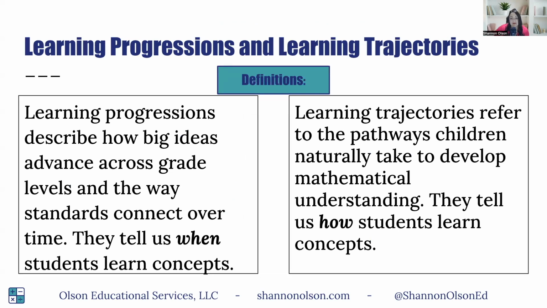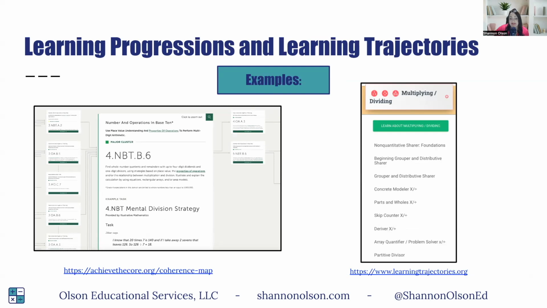Just a couple of ways to summarize how I'm defining progressions and trajectories. So I view learning progressions as describing how big ideas advance through the grade levels and the way standards connect over time. They tell us when students learn concepts. I'm defining learning trajectories as the pathways children naturally take to develop mathematical understanding, and they're telling us how students learn concepts. A couple examples. The coherence map gives us an idea of what comes in third grade, fourth grade, fifth grade, whereas trajectories will tell us students are going to become skip counters before they're most likely to derive facts.